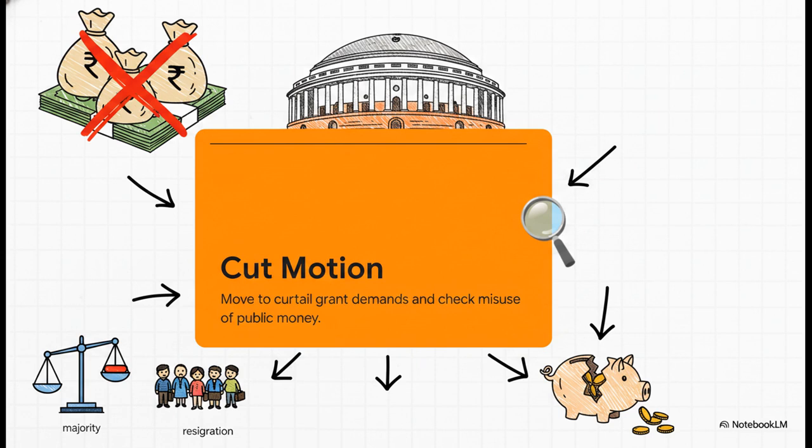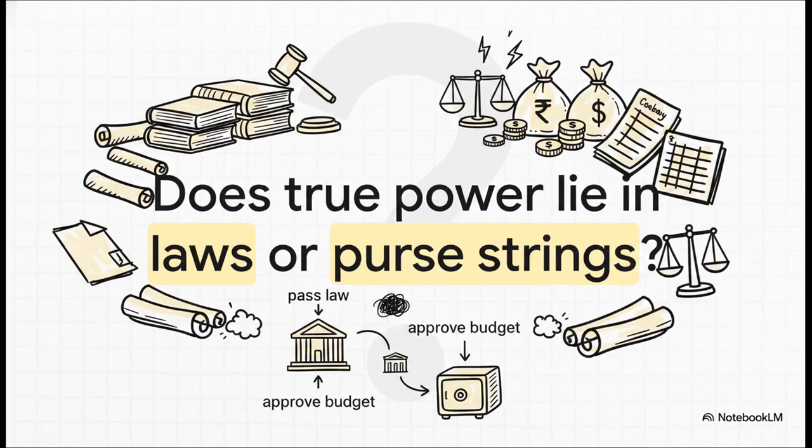And it's a procedural move so severe that if a cut motion is actually passed by a simple majority, it's treated as a loss of confidence, meaning the Council of Ministers must actually resign. So as you process these immense parliamentary powers, from moving 30,000 crore rupees overnight to forcing an entire government to resign over a single budget cut, ask yourself this. In a functional democracy, does the true power lie in the ability to write the laws or in the ruthless procedural control over the government's bank accounts?